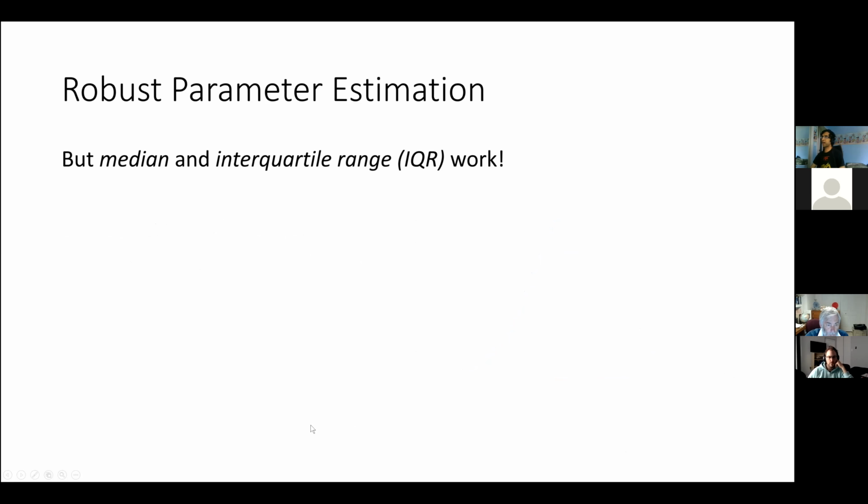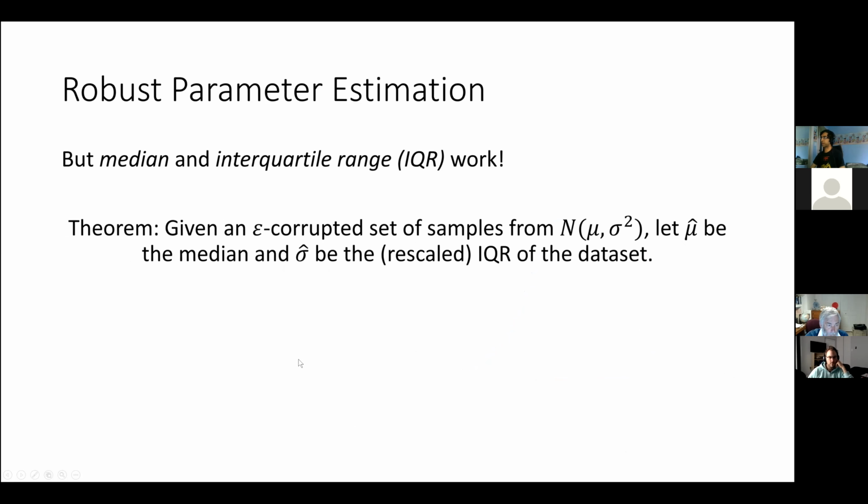So in fact, you can state a very simple theorem about this setting. This is a folklore result, not our result. Given an epsilon corrupted set of samples from a Gaussian, we let mu hat be the median and sigma hat be the rescaled interquartile range of the data set. And this will give you exactly the thing we were going for: an estimate of the distribution in L1 or total variation distance. So this was good. We had a problem in terms of robustness, we found some new statistics which worked great, we subbed them in and life is good.